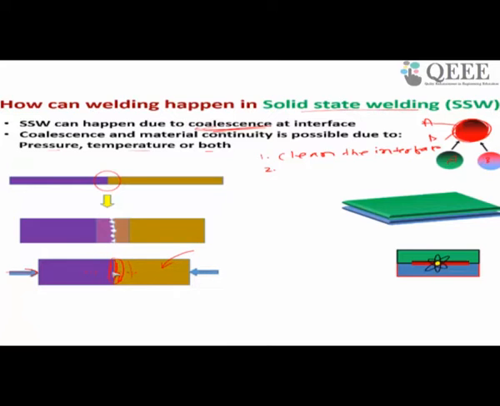But before that, atomic, you should get atom. If this is A, this is B, A and B should meet here. But actually, if there is an oxide layer on the surface, then this is oxide, this will be the oxide layer. You have to remove this oxide layer first. Therefore, sample preparation is very, very important. Surface preparation. Surface preparation is very important in any kind of solid state welding process.